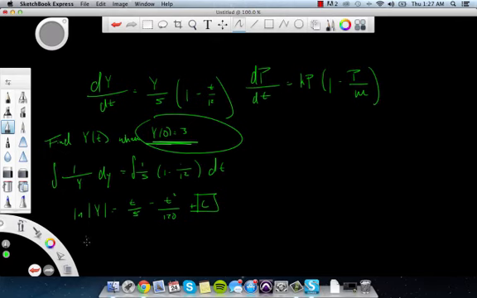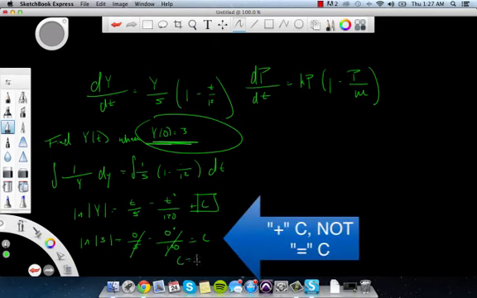So the easiest thing to do here is simply say that the natural log of y, which in this case is 3, equals 0 over 5 minus 0 squared over 120 plus c. These go away, and you're left with c equal to the natural log of 3.